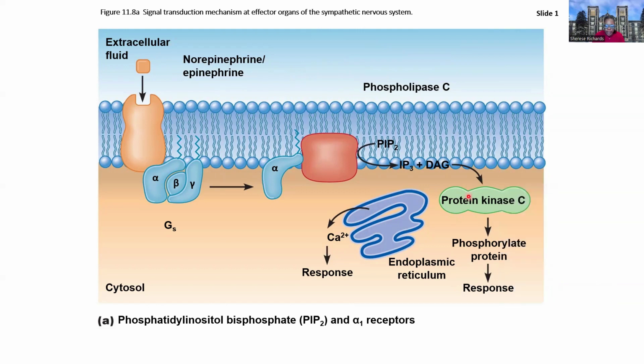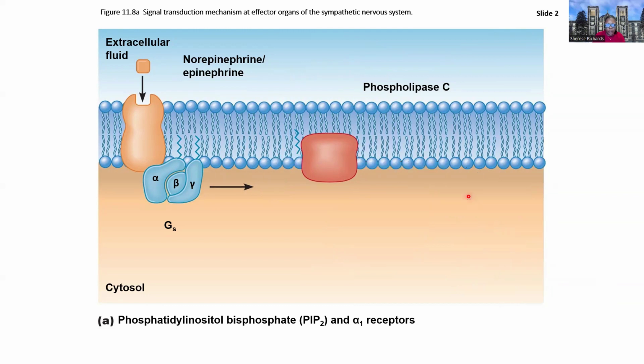So first off, let's think about this as a metabotropic receptor. So it's coupled to a G protein. Now the G protein here can be stimulatory or inhibitory. We're going to see some examples where this is an inhibitory G protein. But for alpha 1 here, it is a G stimulatory protein. That's what that subscript S stands for.